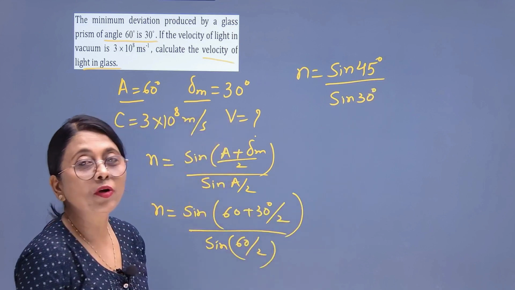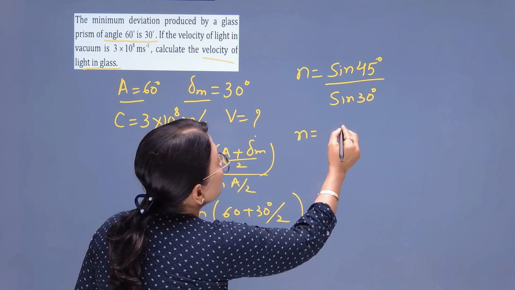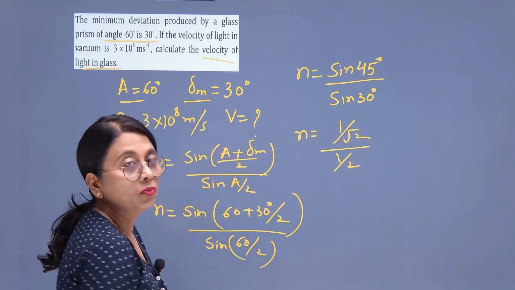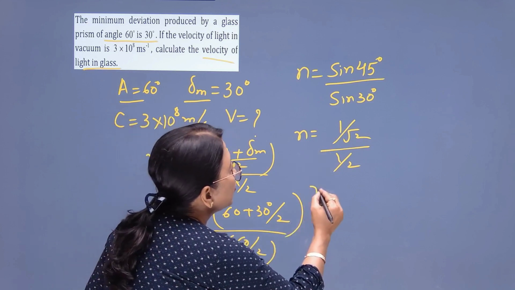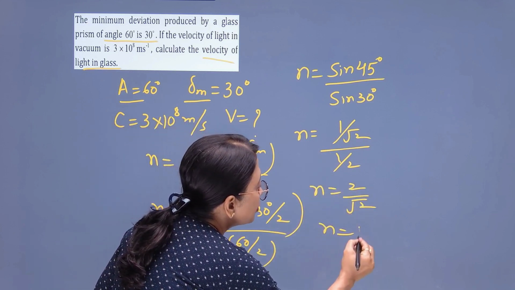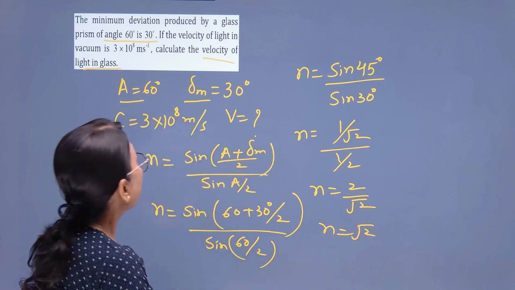Trigonometry का table सबको याद है, 10 तक आपने पढ़ा है. तो आपको याद है कि sin 45 is how much? 1 by root 2. Sin 30 is how much? 1 by 2. Correct. Now if we put this value, this n will come out as 2 by root 2. So we get n as how much? Root 2. n की value क्या आ गई? रूट 2 आ गई.